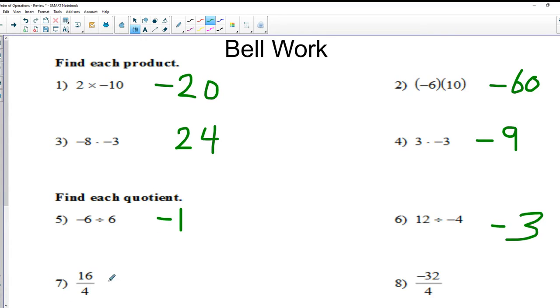Number 7, 16 divided by 4. Well, that's 2 positives, and 16 divided by 4 is just 4. And 8, negative 32 divided by 4. Well, 32 divided by 4 is 8. Then we have a negative divided by a positive, which is a negative. So those are pretty easy, pretty straightforward.